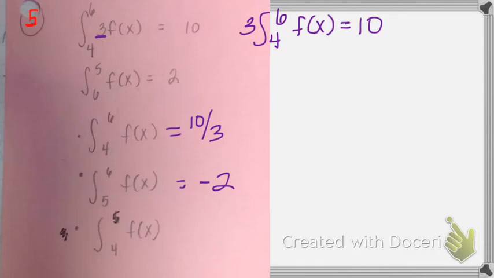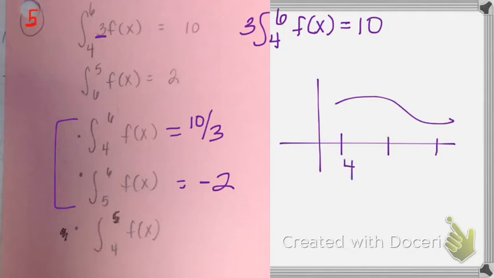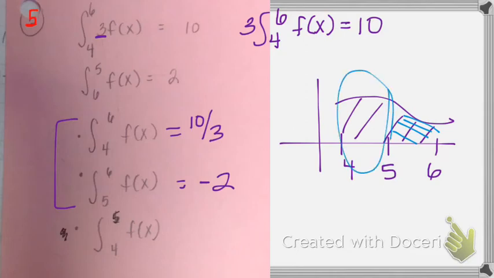And then lastly, the integral from 4 to 5. So looking at these two answers, I know that depending on what the graph looks like, it really doesn't matter. But here's 4, 5, and 6 maybe. Pretty sure some of it's above and some of it's below. It really doesn't matter. So I know that all of this is 10/3, and I know that this is negative 2. So if I want to find this, basically I'm just going to subtract. I'm going to say, well, the integral from 4 to 5 is the integral from 4 to 6 minus the integral from 5 to 6.